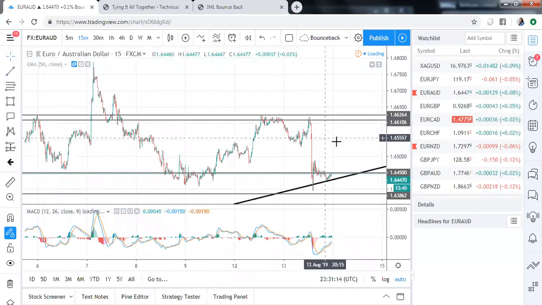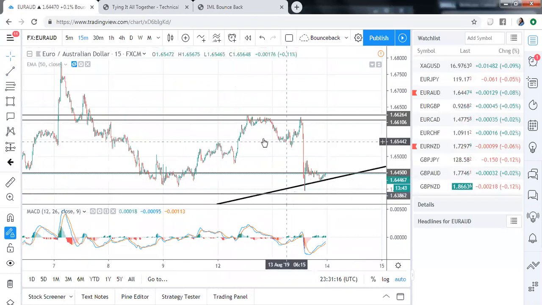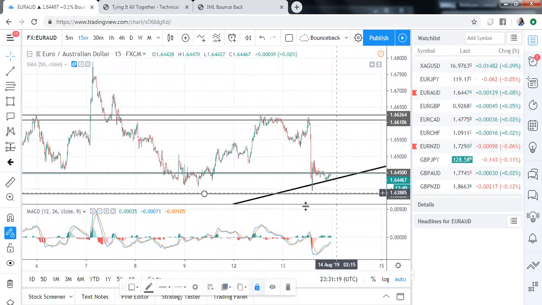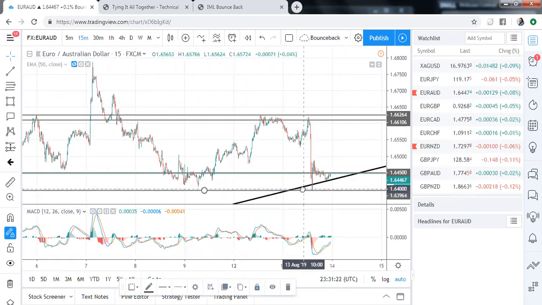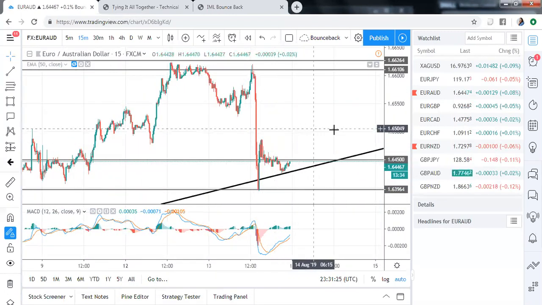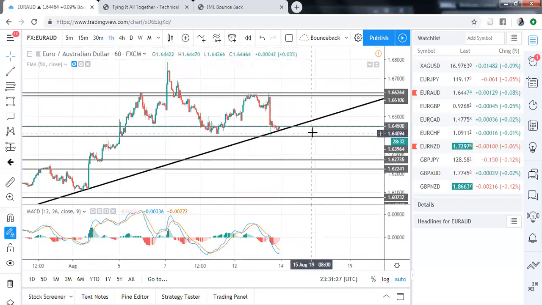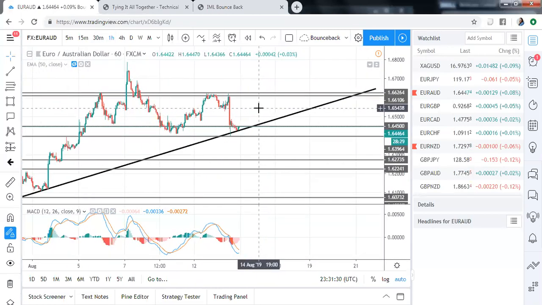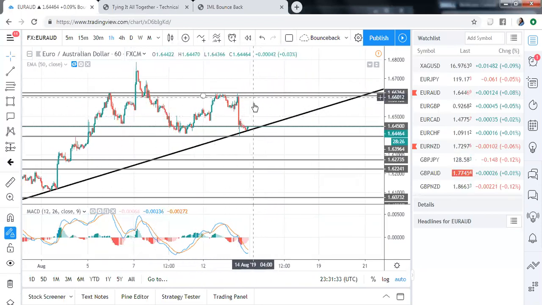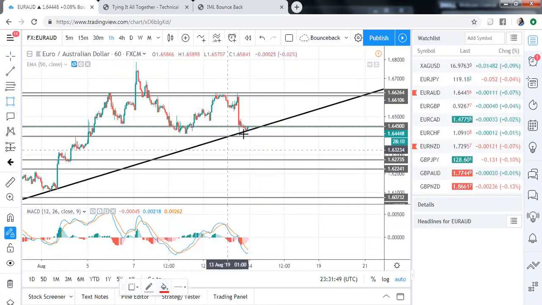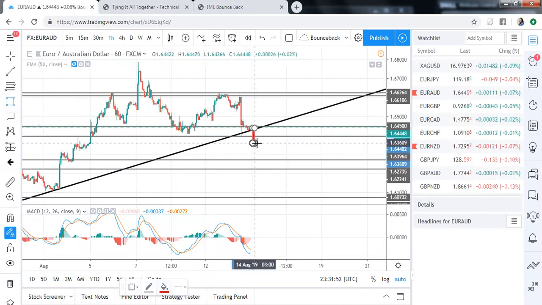So the zone. Adjust my zone. There we go. Good. So coming here, if we want to enter this sell, we see the head and shoulders. We have the zone. So if we want to enter this sell, trend line traders would sell at the break of this trend line. Support and resistance traders will sell at the break of this zone.